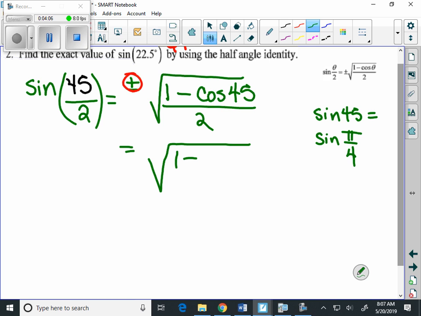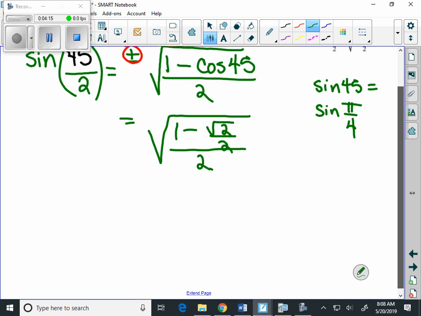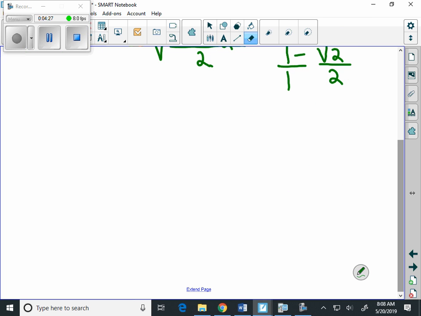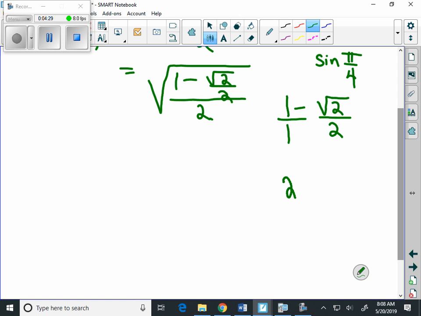And I should have written cosine over here, but cosine of 45 is the square root of 2 over 2, all divided by 2. And that's all underneath the radical, so we need to be careful with that. But we're going to take 1 minus square root of 2 over 2, and in fact it's 1 over 1. So we're finding the common denominator, and when we find the common denominator between 1 and 2, it's going to be 2. This is going to be 2 over 2. Minus square root of 2 over 2.